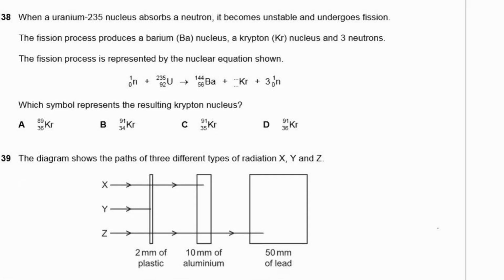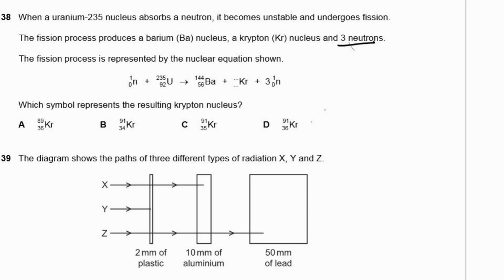Question 38. When a uranium-235 nucleus absorbs a neutron, it becomes unstable and undergoes fission. The fission process produces a barium nucleus, a krypton nucleus, and 3 neutrons. The fission process is represented by the nuclear equation shown below. Which symbol represents the resulting krypton nucleus?